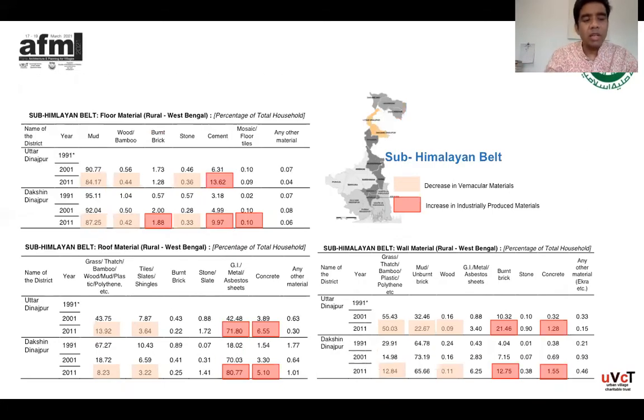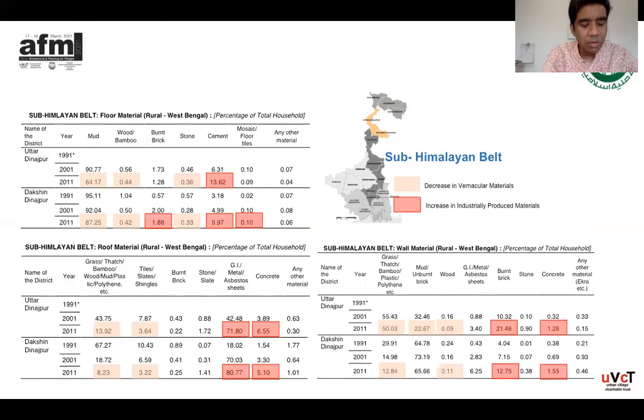In the sub-Himalayan belt, which consists of 2 districts, Uttar Dinajpur and Dakshin Dinajpur, the predominant flooring material used in the region is mud, followed by cement. The use of cement has increased 2 to 3 times in the last decade. Bamboo and wood have witnessed a gradual decline in their usage as a flooring material.